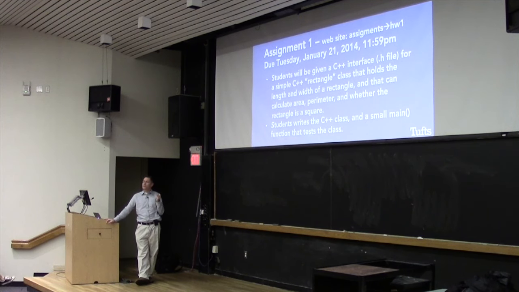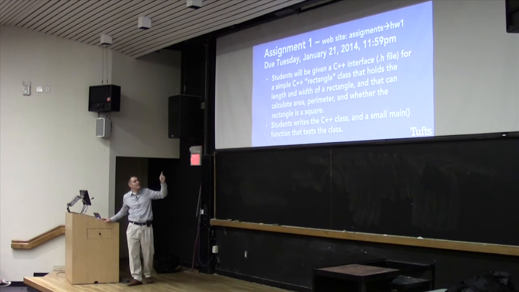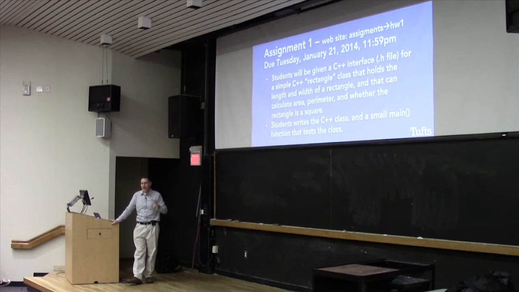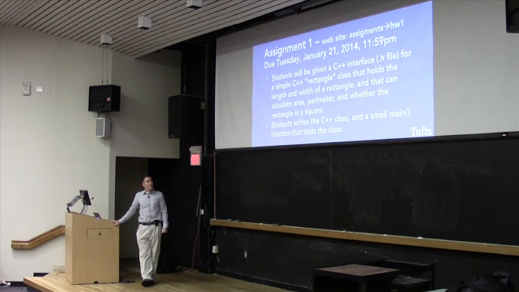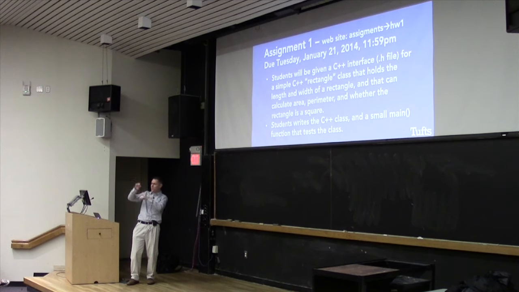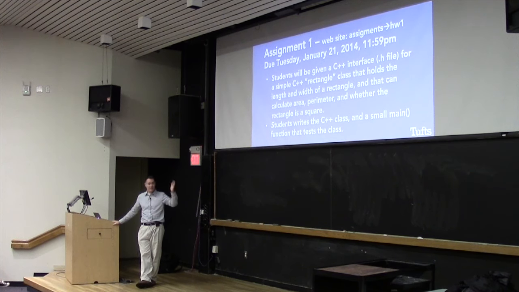It has methods, or definitions of methods, that will allow you to calculate the area and the perimeter and whether or not you have a square, obviously, if the length and the width are equal. So your job is to write the C++ class and another little tester file that has a main in it, and it tests out these rectangles. It allows you to create a default rectangle of 1x1, or enables you to give one side, which will do a square, or enables you to give two sides, and then it spits out whether or not it's a rectangle or a square, and the perimeter and the area.